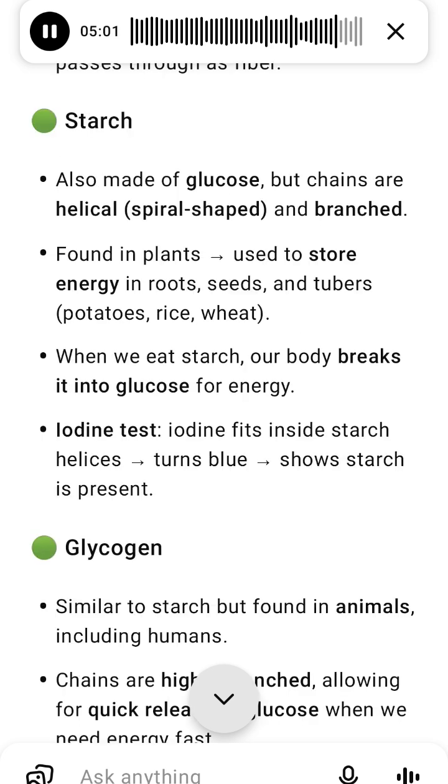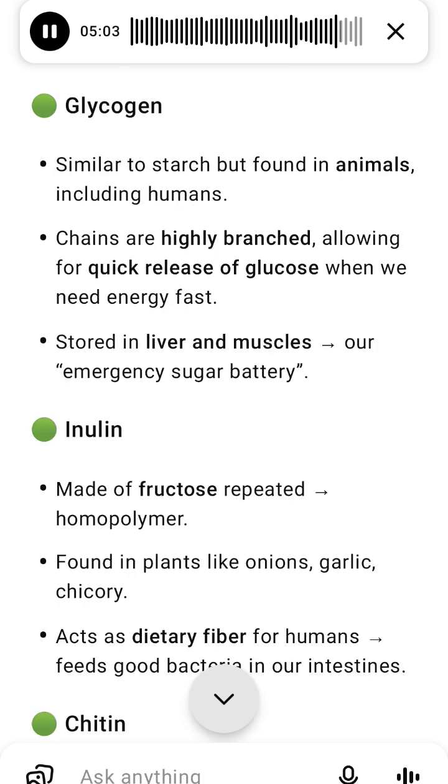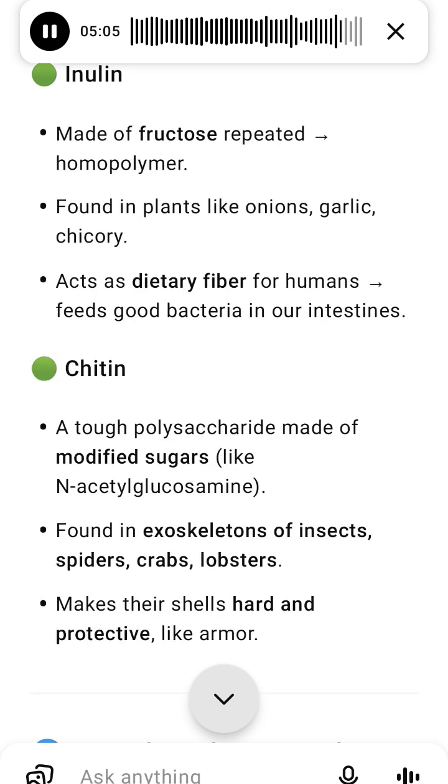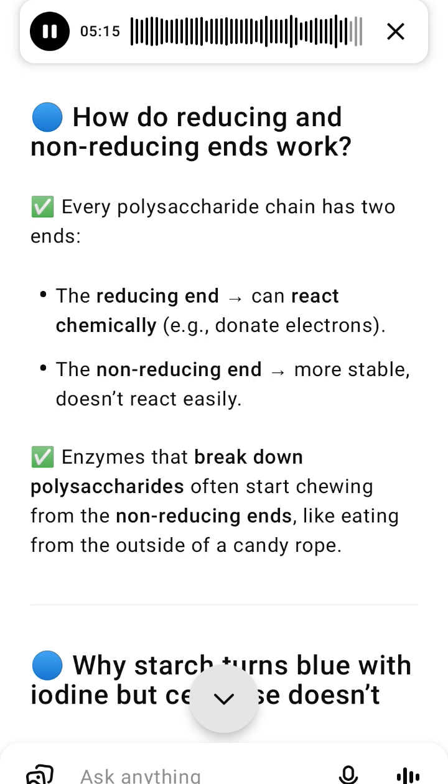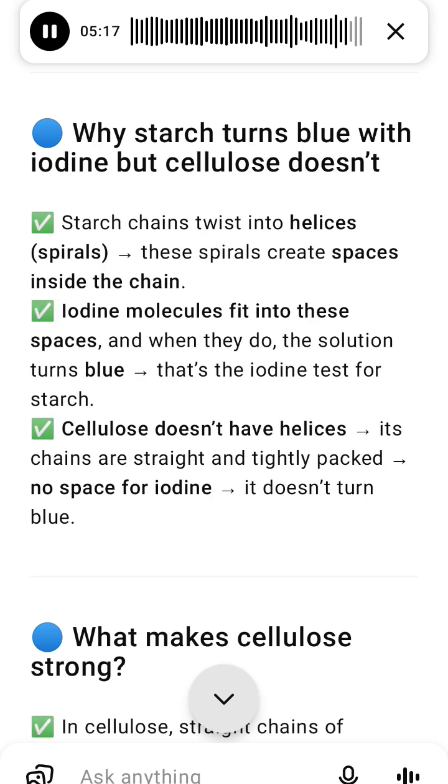Where do we see polysaccharides in daily life? Paper and cotton, made of cellulose from plants. Food like bread, rice, potatoes, where starch gives energy. Animal livers store glycogen for quick energy. Insect shells, chitin, makes them hard and crunchy. Dietary fiber, cellulose and inulin, keeps digestion healthy.